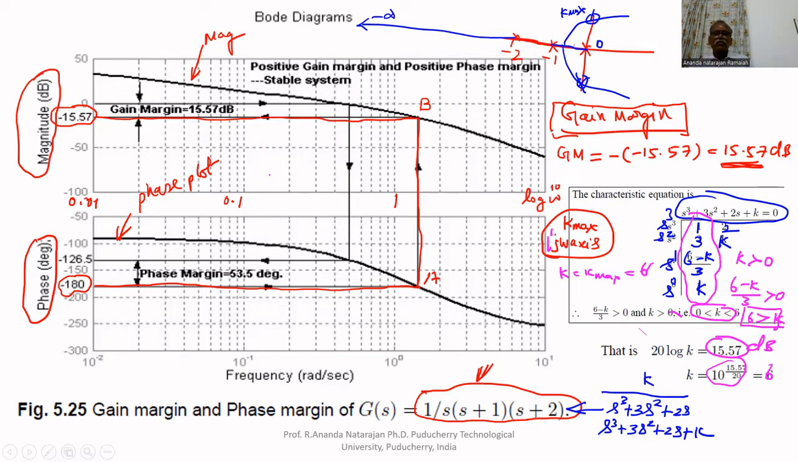Similarly, if you increase the gain any further above 15.57 dB, the system will become unstable.